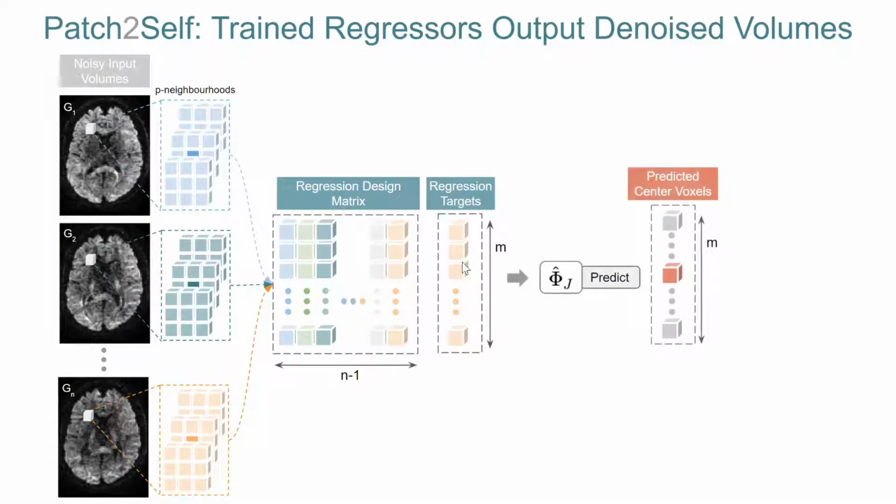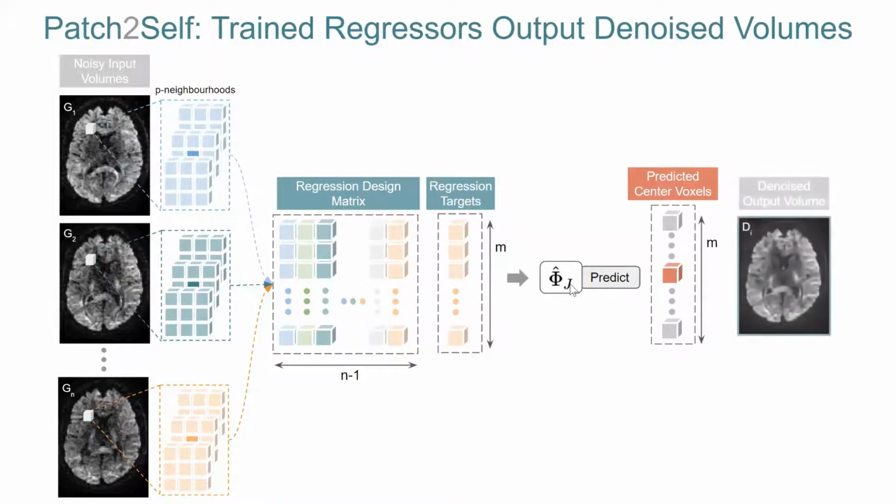Since we are predicting only the center voxel, we will end up building a linear regression function, phi hat. We train that regression function and we get the denoised volume as output. Basically, we just feed in the same data, the one which we used to train and not the targets, just the training data, the n-1 volumes, into the phi hat that we constructed in the training process, and you get the denoised volume.